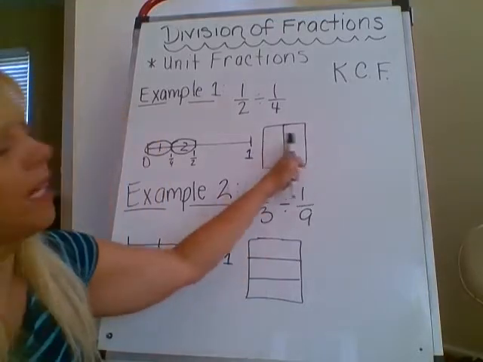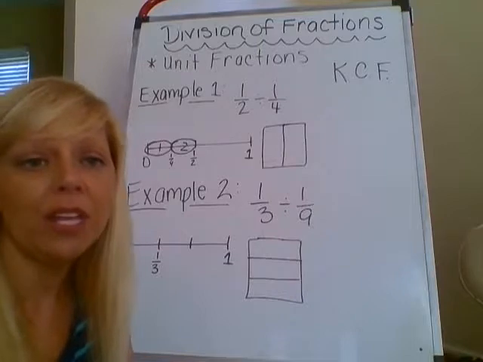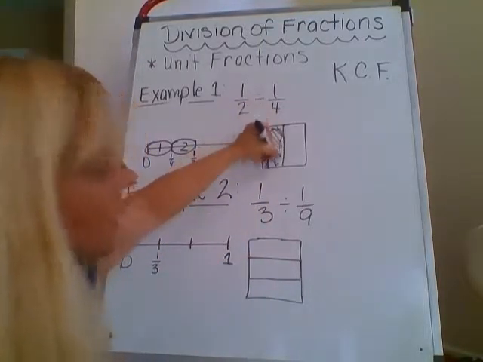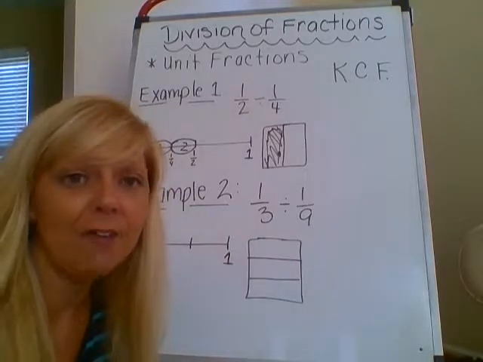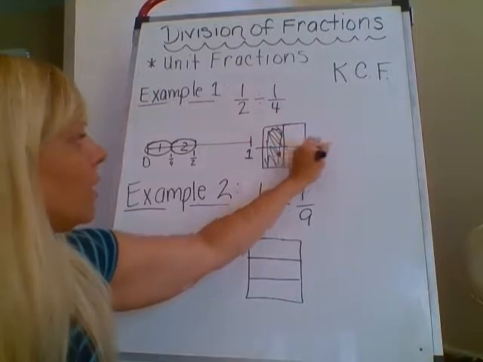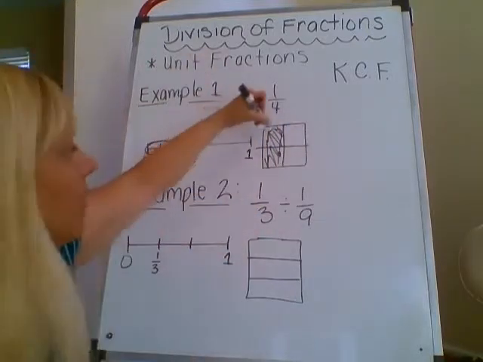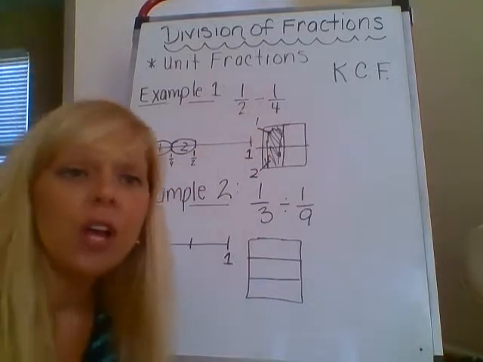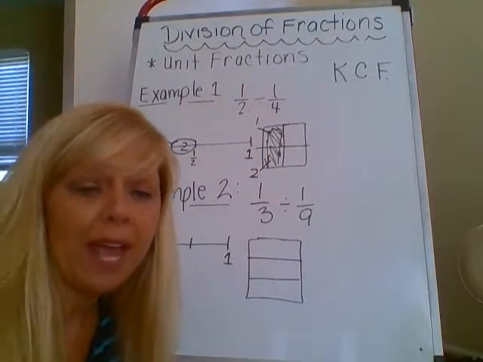Okay. So again, if I have an area model, I'm going to go ahead and shade 1/2, because again, that's my dividend. So that's what I have. And I'm going to break them into my fourths. So if I break them into my fourths, I have now created 1, 2 fourths that are shaded out of my half.